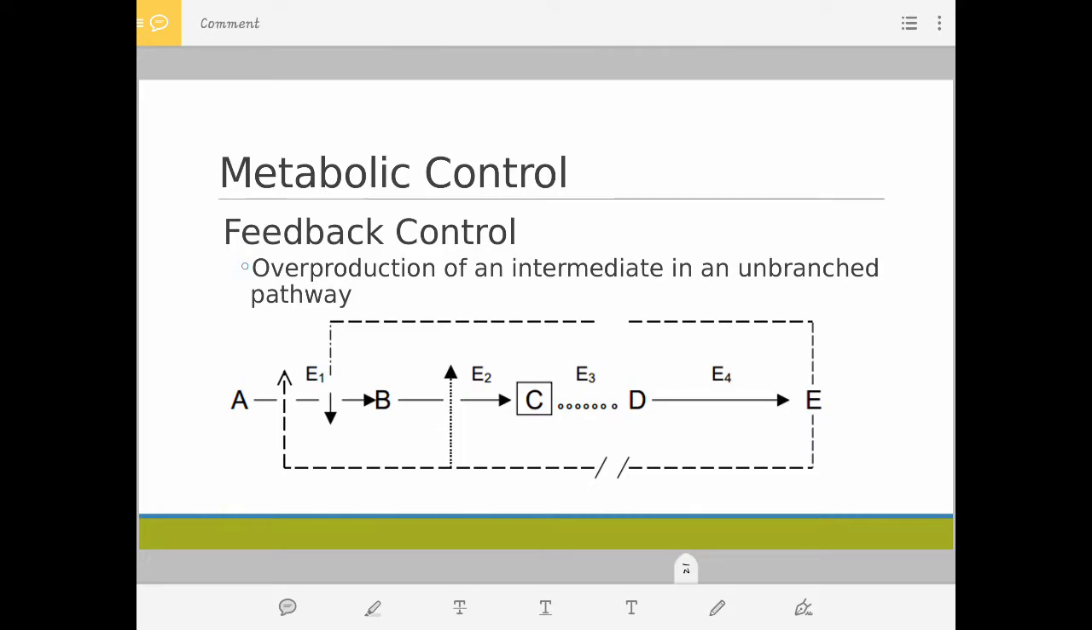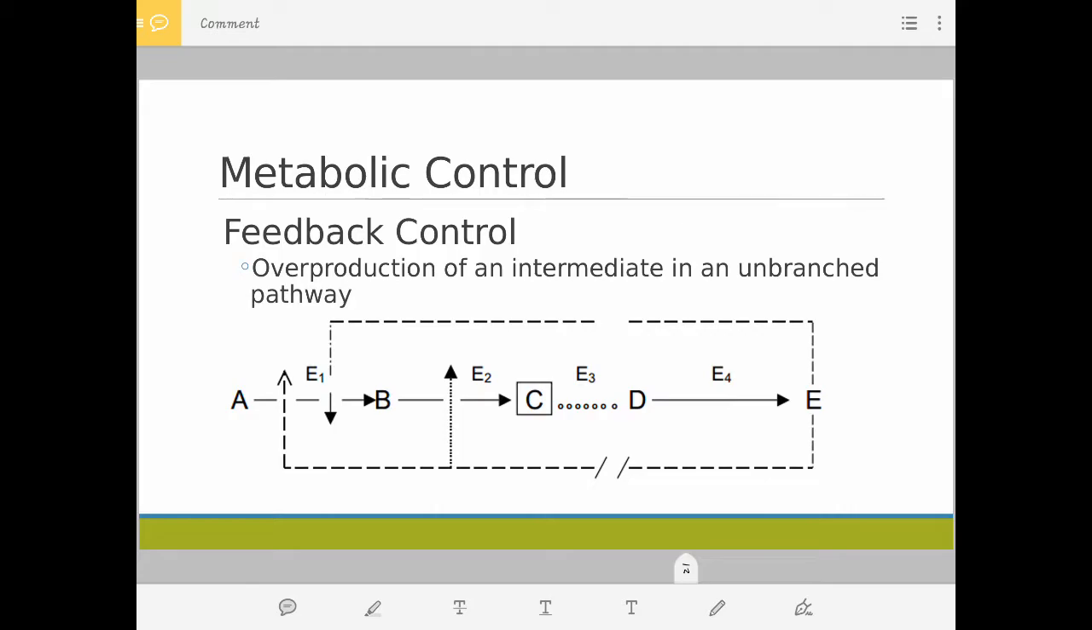So why would you want an intermediate? For example, it's your product. You want to produce commercially, say, metabolite C. It's an intermediate. Of course, for commercial production, you want to produce as much as you can. So what should you do if the metabolite that you want is actually an intermediate, in the middle of a pathway that is regulated by feedback inhibition?